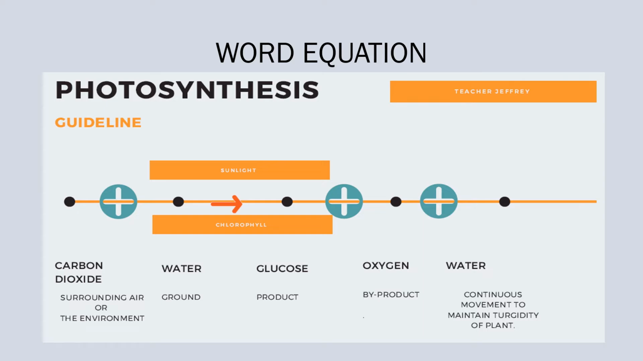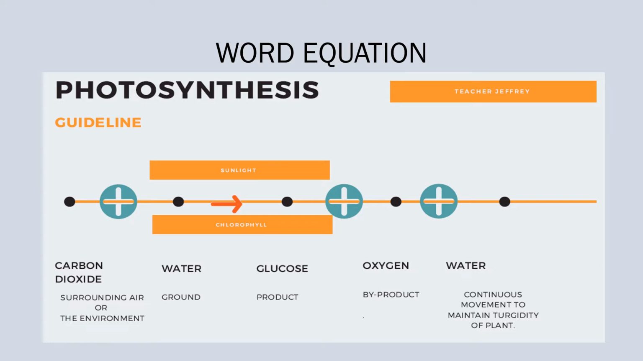We have the arrow pointing to the right side. So the left side will be the reactants, and the right side will be your products. We have those things that we need. On top of the arrow will be sunlight, below the arrow will be chlorophyll. So sunlight is needed from the outside environment. From the inside of the leaf is the chlorophyll, which is inside the chloroplast. So it's the green pigment.